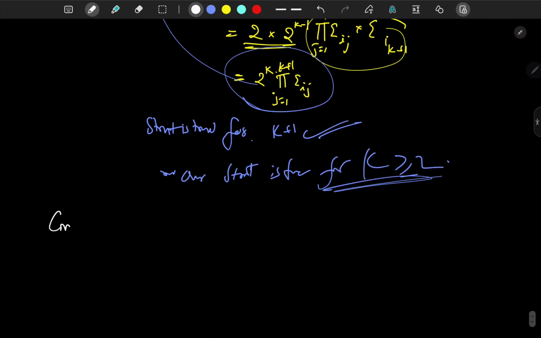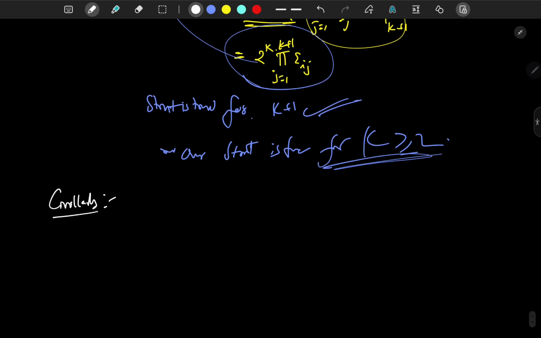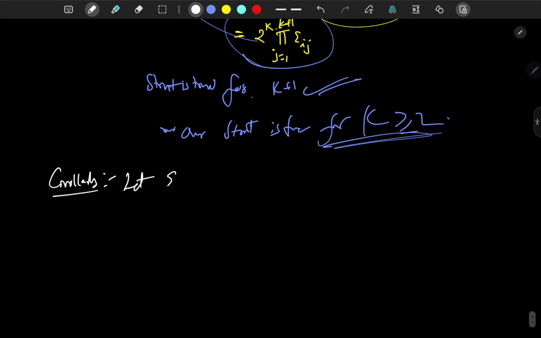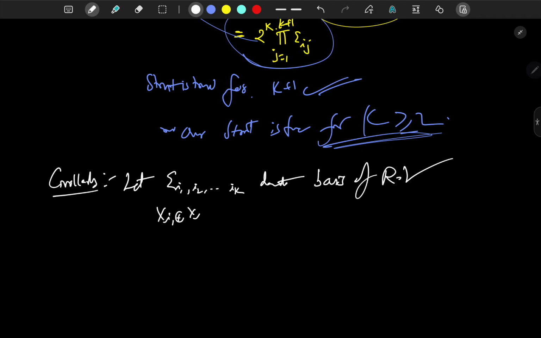Okay, next, the corollary. So I will tell it, please write it down. Let epsilon of I1, I2 and so on, this subscript only, denote the bias of the random variables X(I1) and so on.